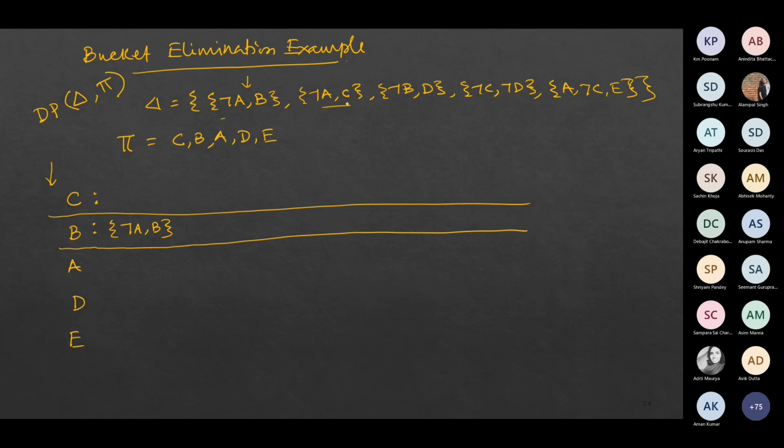Now AC, where should I put it? So we should put it here. Now you have got BD, where should I put it? We should put it here. Now C, not D. Of course, you should put it here. Finally, this, and this should also find a place here. Now we have constructed our buckets.